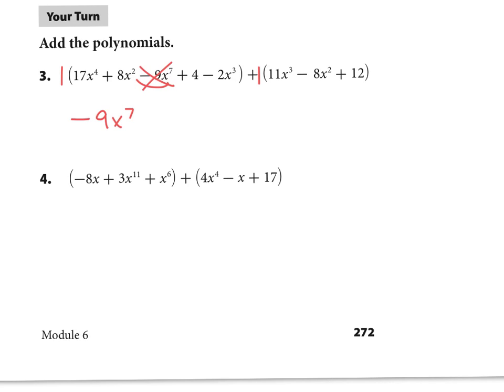I don't see anything to the 6th power. I don't see anything to the 5th. I've got one thing to the 4th. That's my 17x to the 4th from the front here.